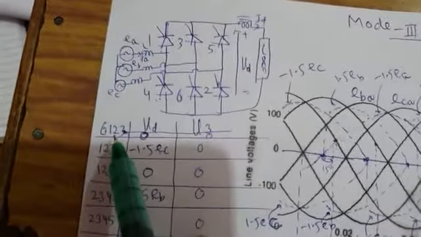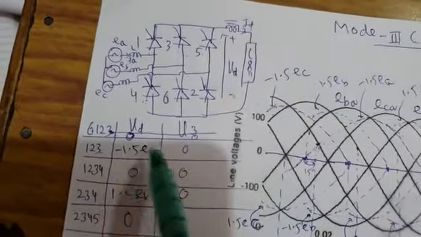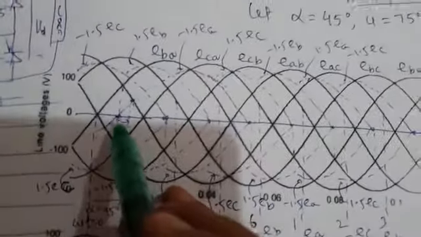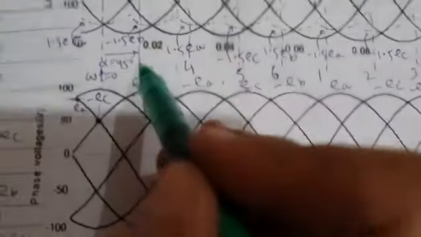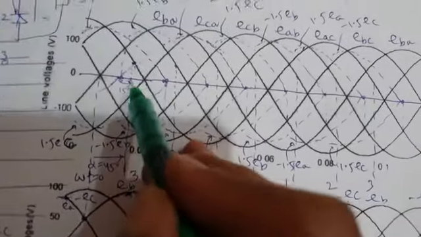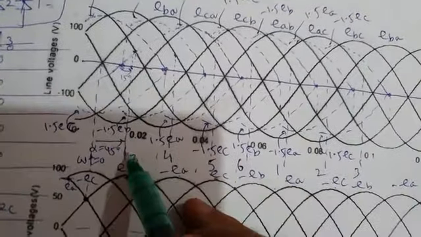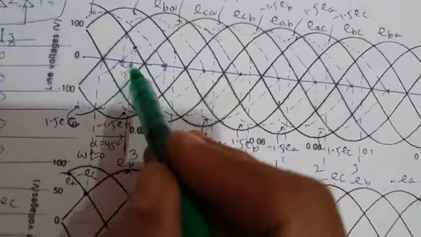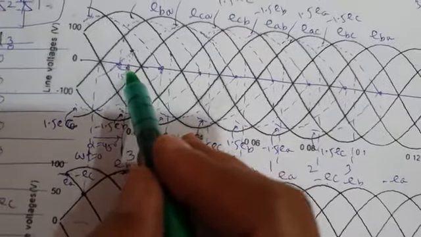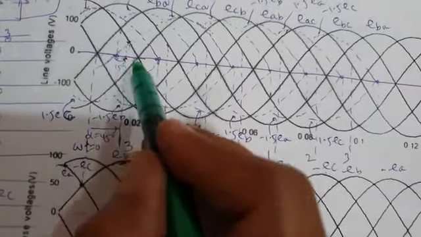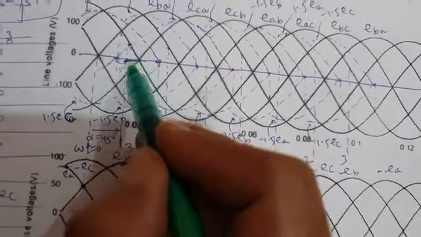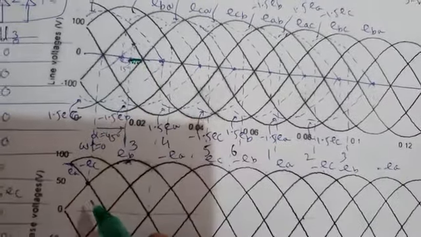You have 4 valve conduction, 6, 1, 2, 3, and load voltage is 0 for 15 degrees. So valve 3 is fired here. Valve 3 is fired here, you can see. So for 15 degrees, from here to here is your 15 degrees. Load voltage is 0. So I will shade it. So load voltage is 0.